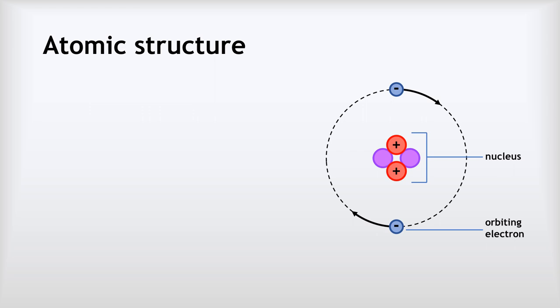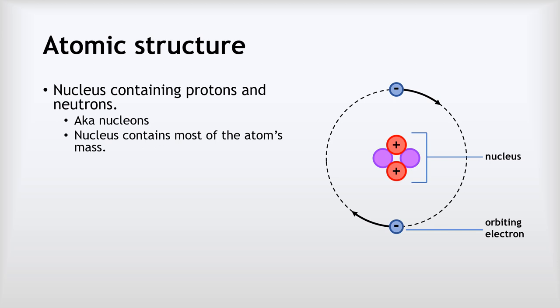So what is the structure of atoms? Well, there are two main parts to the structure of an atom. First of all, there is the nucleus. That is this central part of the atom here. Okay? And the nucleus contains two of our subatomic particles. It's got the protons and the neutrons. Sometimes, because they are both in the nucleus, we refer to protons and neutrons together as nucleons, like that.